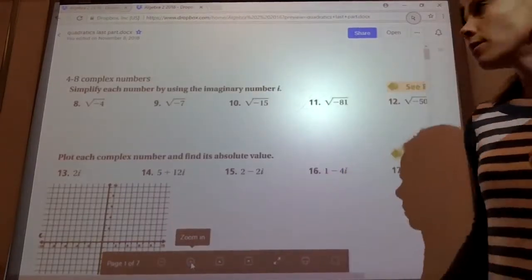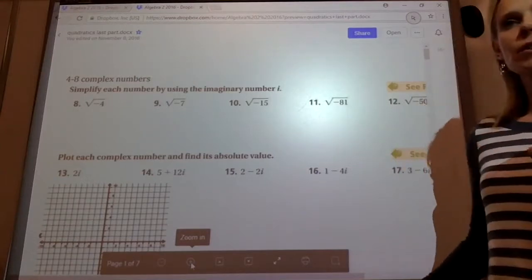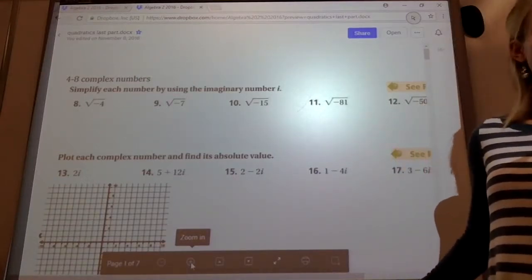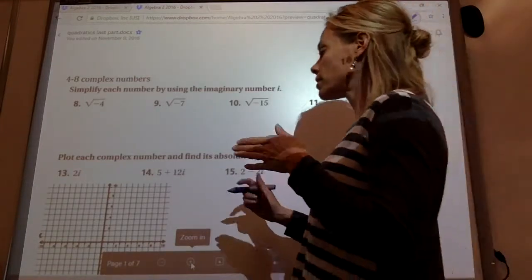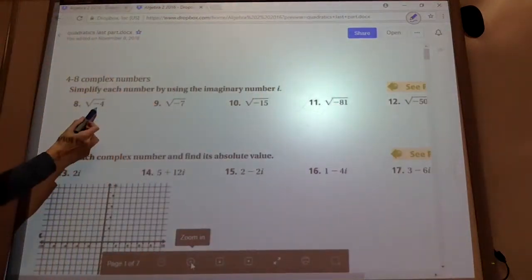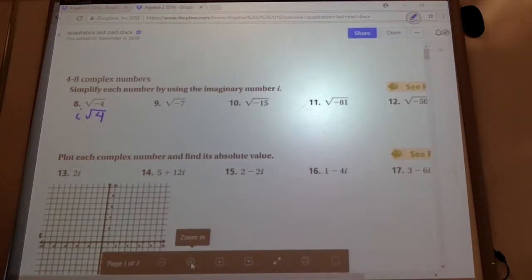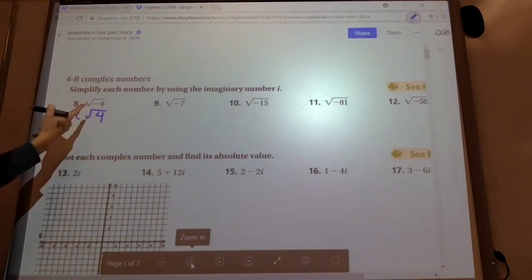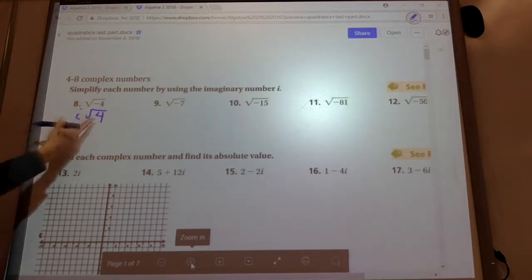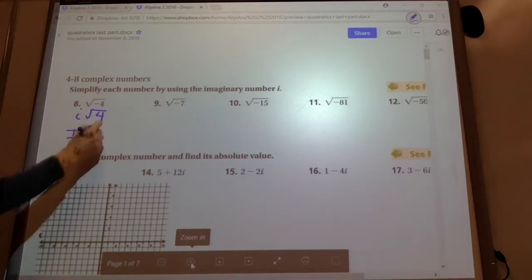Okay. Square root of -4. Whenever you get a negative underneath the square root, the first thing you're going to do is take out the i. See how I have a negative? The first thing I'm going to do is take out an i. Now I can simplify, because before I couldn't square root -4, but now, taking out the i, what's the square root of 4? 2. So I have plus or minus 2i.